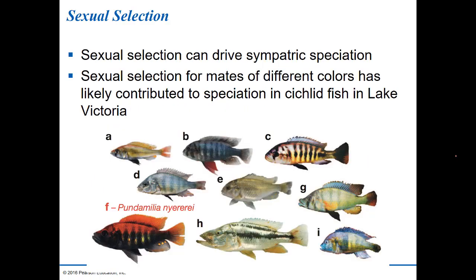Sexual selection is another thing that can drive sympatric speciation. A good example of this is mates of different colors. There are these cichlid fish in Lake Victoria, and the mates must have started to have an attraction to specific colors, and that likely contributed to all these different separate species of cichlids that you have in Lake Victoria. They started to evolve and look very different from one another. So sexual selection is where you choose something specific in a mate, and then your offspring also choose the same thing in a mate, and pretty soon you separate yourself out as a different species.